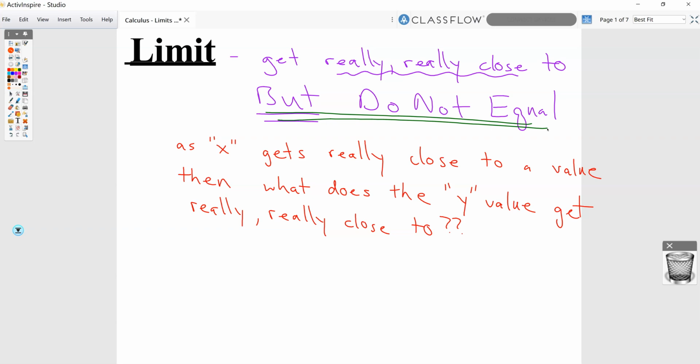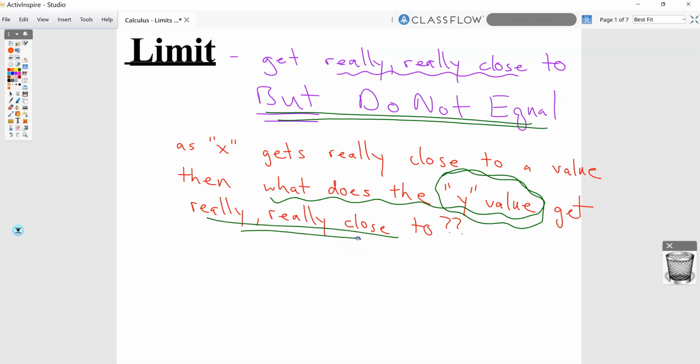That's going to be a very important idea later in the unit. So when x gets really, really close to it, the answer to a limit is to tell me the function value, or the y value. What does that get really, really close to? The y value can equal a number, but it does not have to. All I really need to know is what it gets really, really close to.